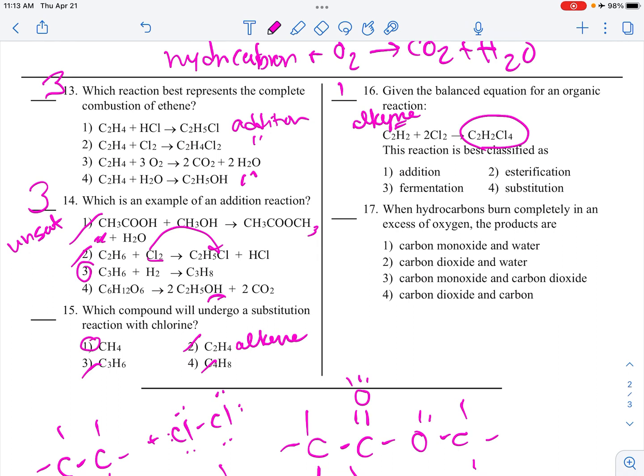What are the products of combustion? Carbon dioxide and water. Okay, if you have any questions, please reach out. Thank you.